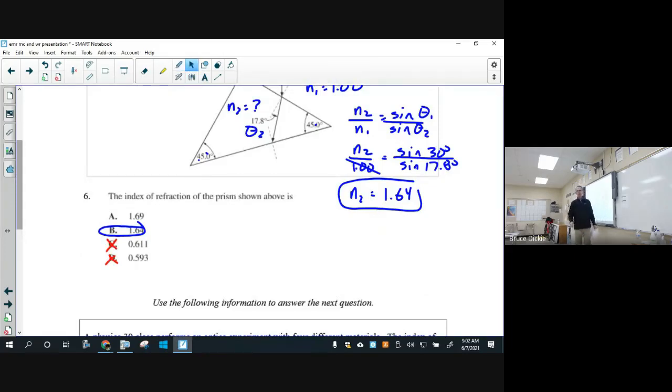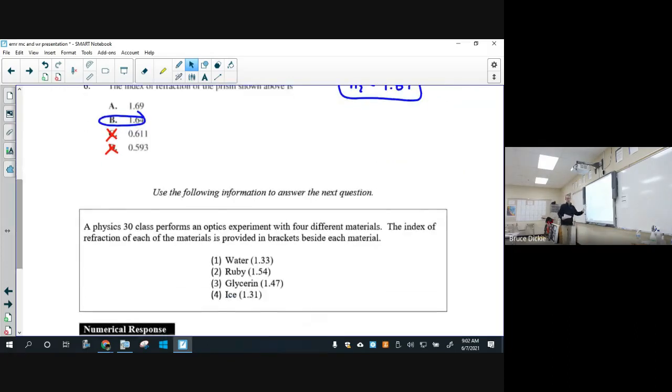We should know that C and D just can't be answers, because we can't have an index of refraction that's less than 1. The index of refraction of air and of a vacuum is 1. We can't be less than 1. Otherwise, the speed of light would have to be faster than 3 times 10 to the 8 meters per second in that medium, and that's not possible.